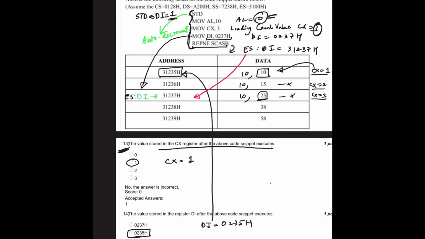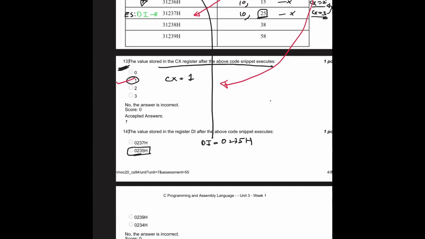So here CX was 3 initially, it decrements to 2 and then to 1. So after the execution of this last line, the value of CX is 1. That is clearly evident here, and that is the answer, CX equal to 1. Okay, now let's go to question 14.